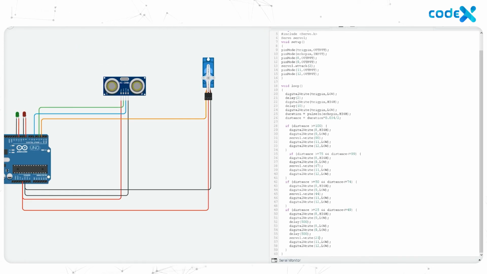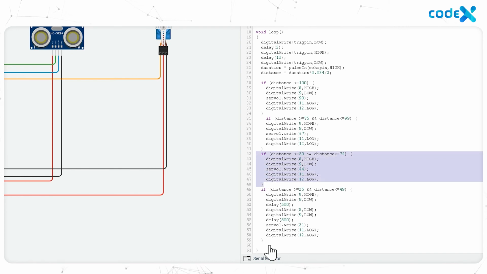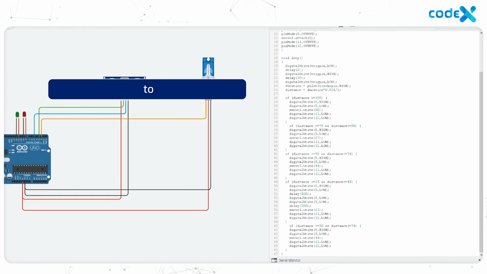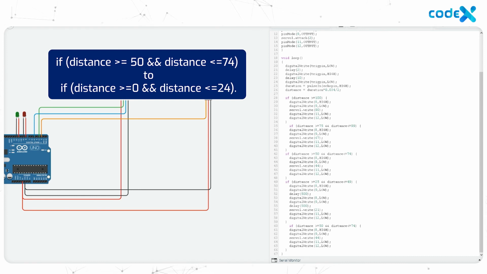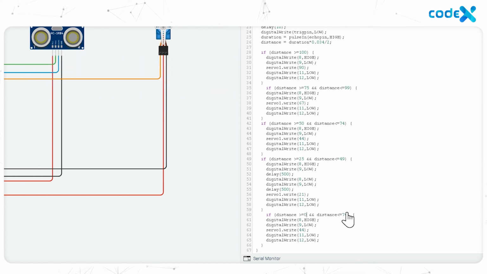Now we have reached the climax stage. That is, as the distance between the vehicle and the smart gate is less than 24 cm, the gate must be completely open. The red LED should be turned off and the green LED must be turned on. So let's copy this syntax and paste it. Change the condition. If distance greater than or equal to 50 and distance lesser than or equal to 74, to if within brackets distance greater than or equal to 0 and distance lesser than or equal to 24.